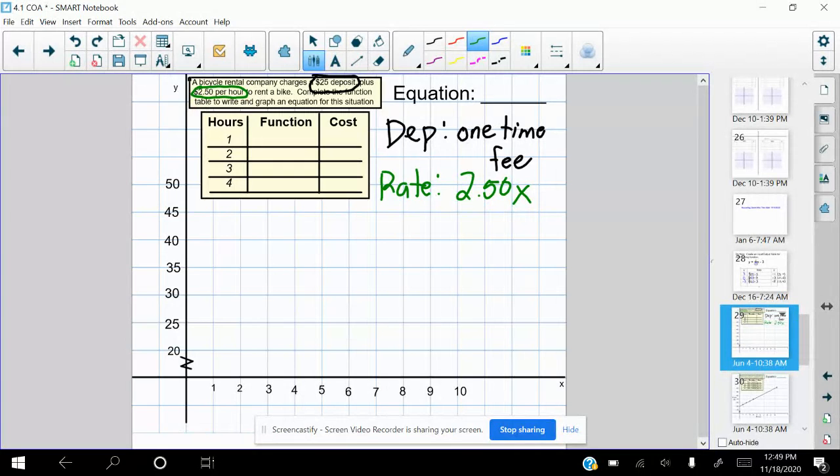So we can turn this into an equation. We can end up with the equation y is equal to our rate of $2.50 x plus that deposit of 25. And the reason being is that, well, we pay $25 to start out with.